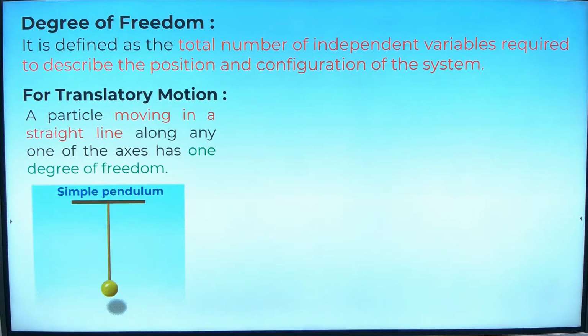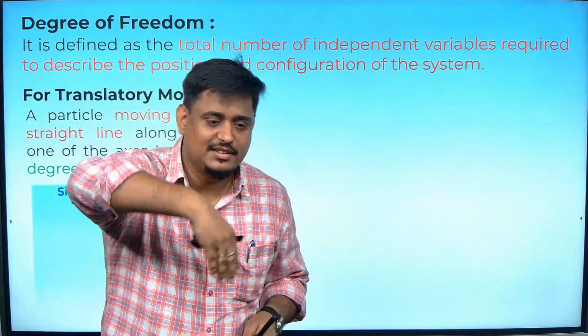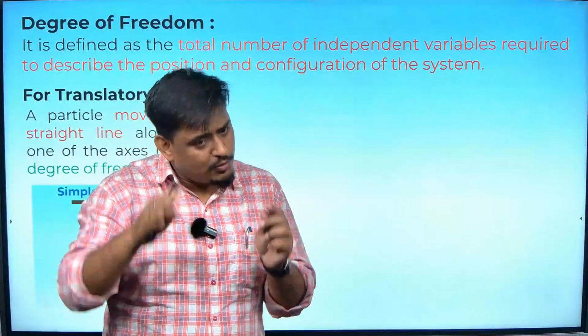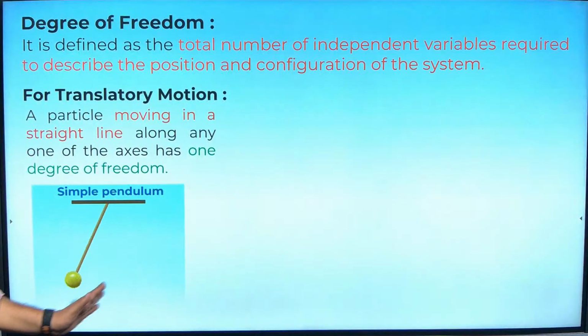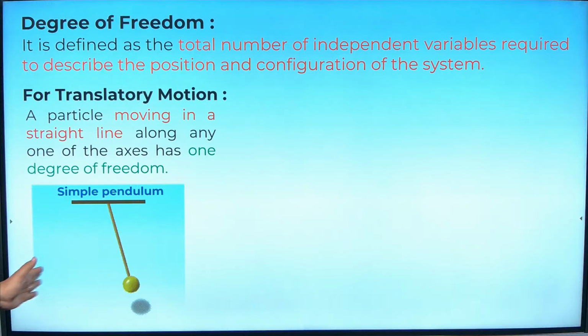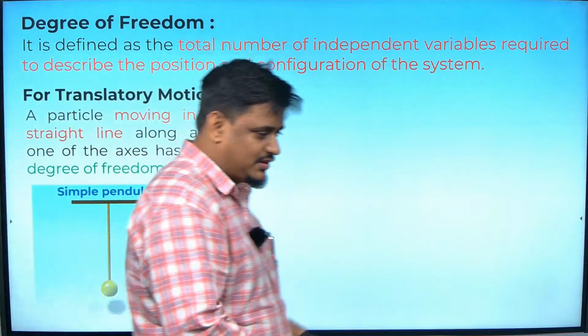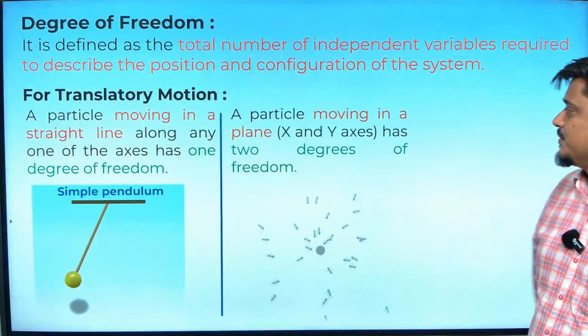One more example. Simple pendulum. How many degrees of freedom? 1. Again, it is moving in a plane only, as you are thinking, but its degree of freedom is only 1, because it is not allowed to move like this. What if it's like this? If it is allowed to move, it will have 1 more degree of freedom. But here they are saying simple pendulum, so it moves in only 1 direction. So it has only 1 degree of freedom. Degree of freedom is how many ways it is allowed to move. Are you getting it?